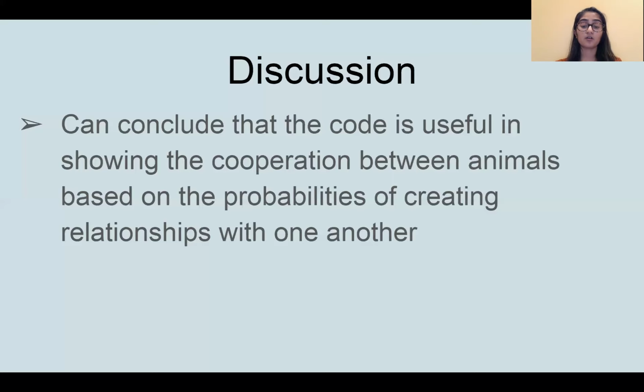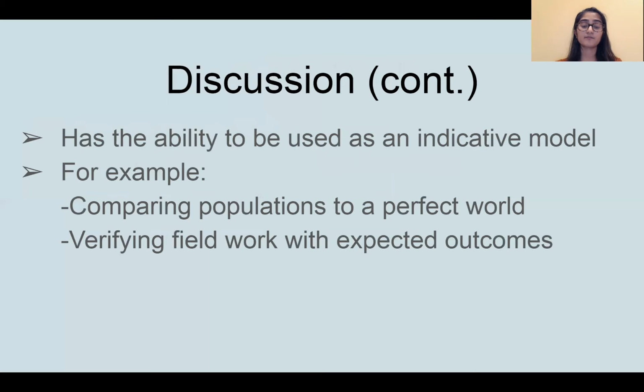The code can also be useful in showing the cooperation between animals based on these probabilities of creating relationships with one another. This has the ability to be used as an indicative model for how animals can work together.